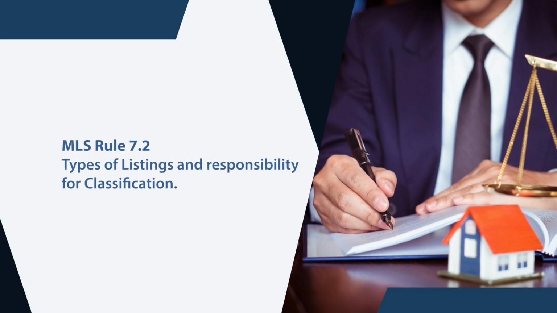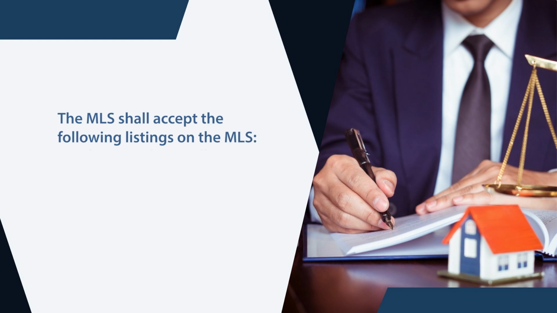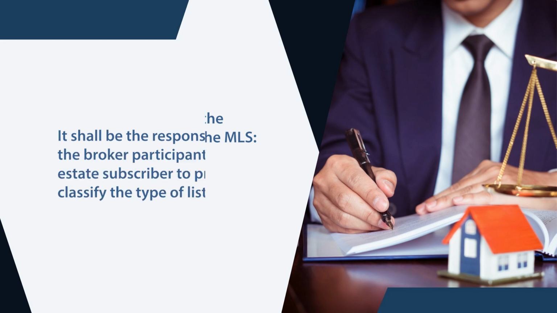MLS Rule 7.2, Types of listings and responsibility for classification. The MLS shall accept the following listings on the MLS: exclusive right to sell, exclusive agency, open, probate listings. It shall be the responsibility of the broker participant or real estate subscriber to properly classify the type of listing.